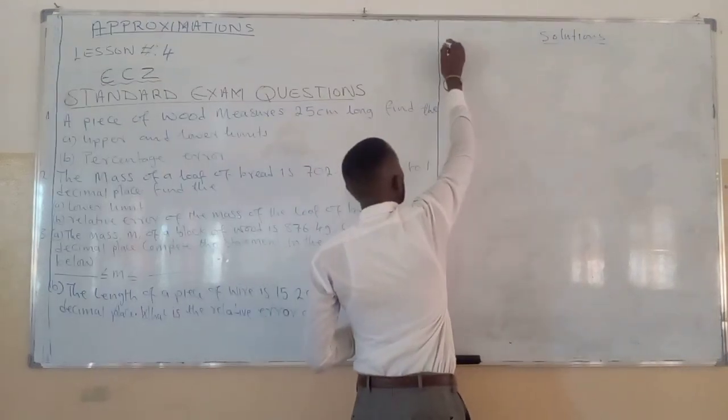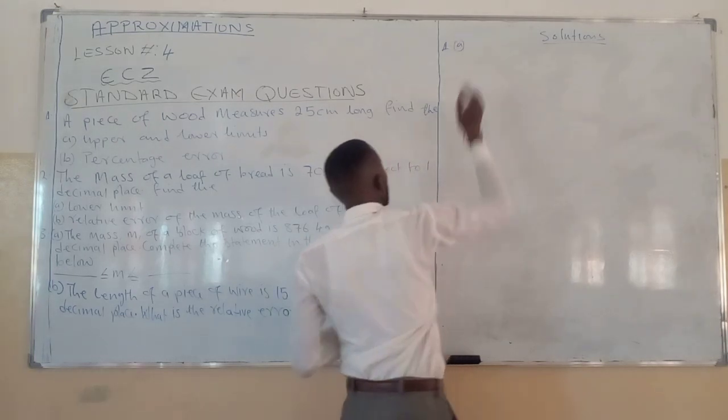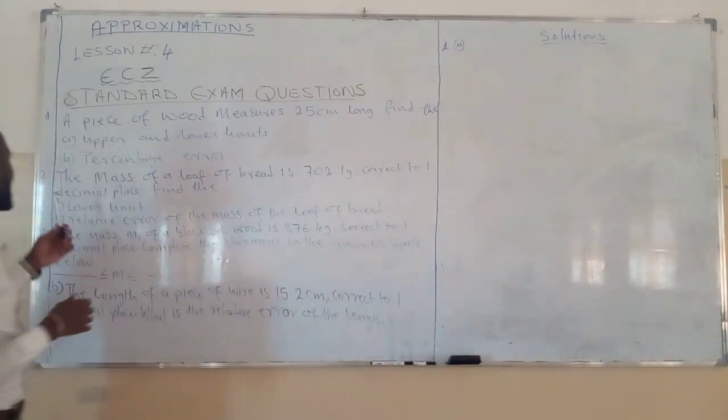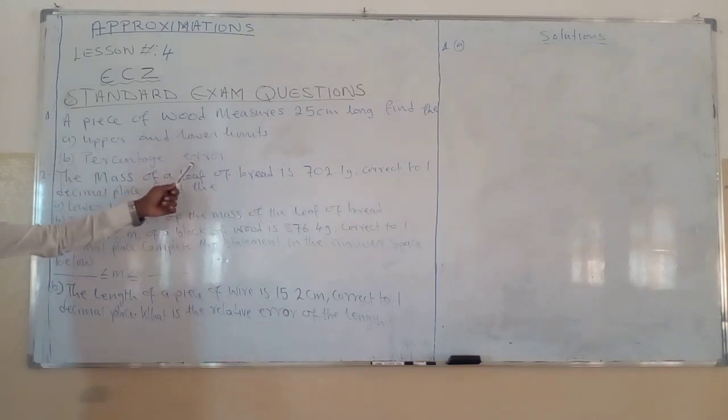Now we start with question number 1A. What does it say? A piece of wood measures 25 centimeters long. Find A, the upper and lower limits, and B, the percentage error.